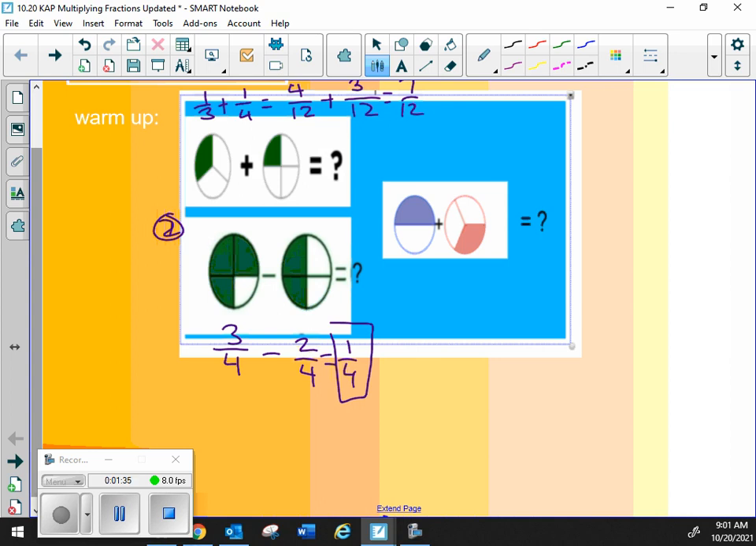Last one. What's the equation you got? 1/2 plus 1/3 is... okay, but can I add them as they are? No, so what's that new equation? 3/6 plus 2/6. Can I simplify? No. Great.